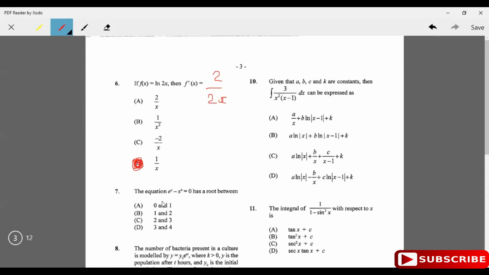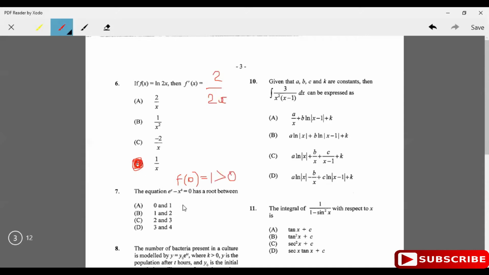Now this question, they're asking where this equation has a root. So if we plug in 0 in this equation, e to the 0 is 1. And so we're getting a number that's greater than 0, because this is 1 minus 0, which is 1. So f of 0 is equal to 1, which is greater than 0.